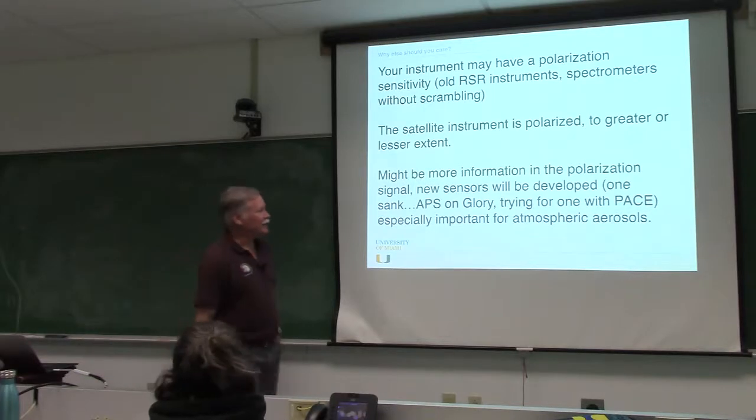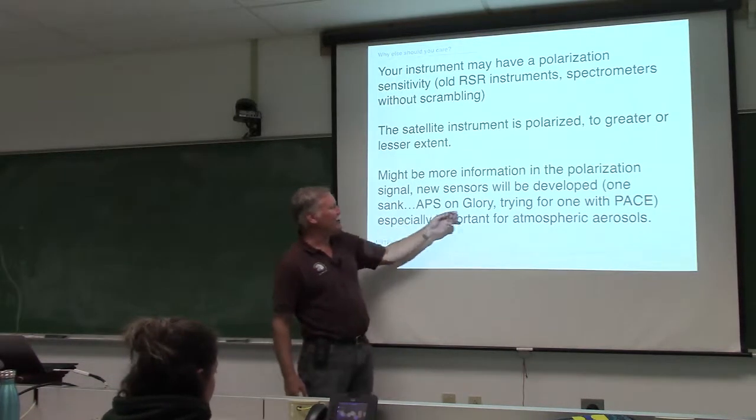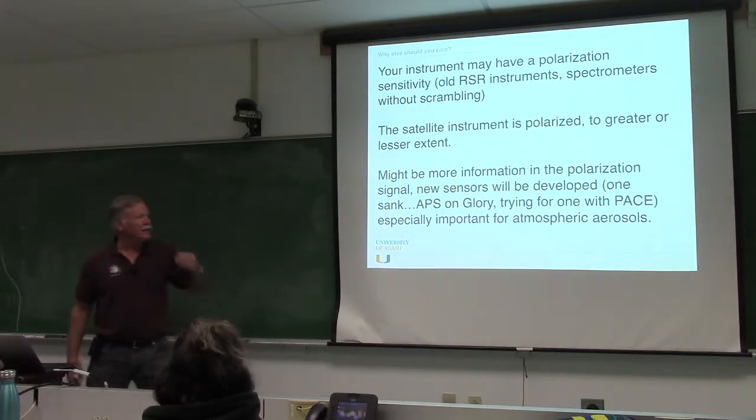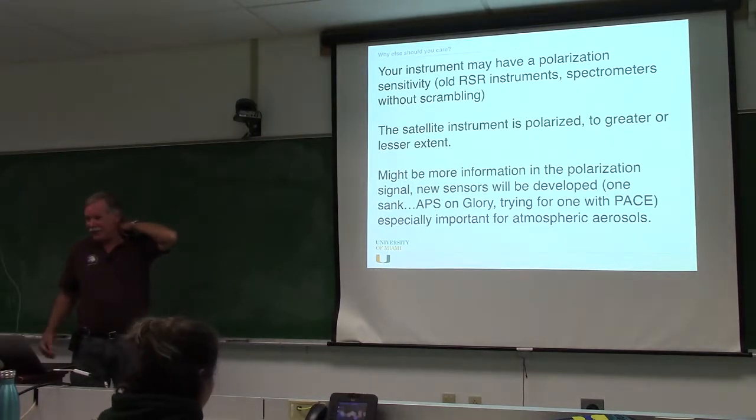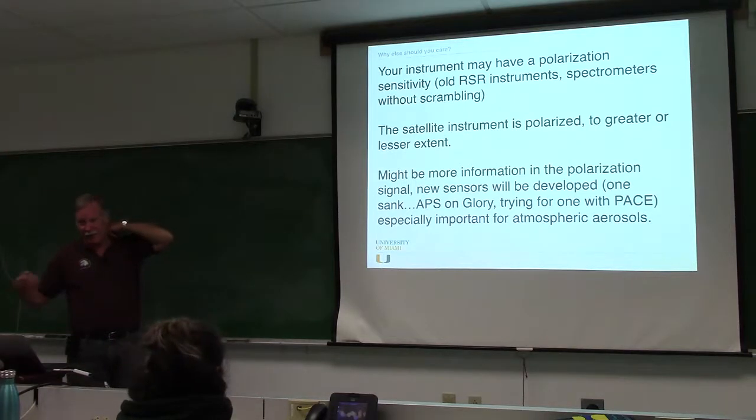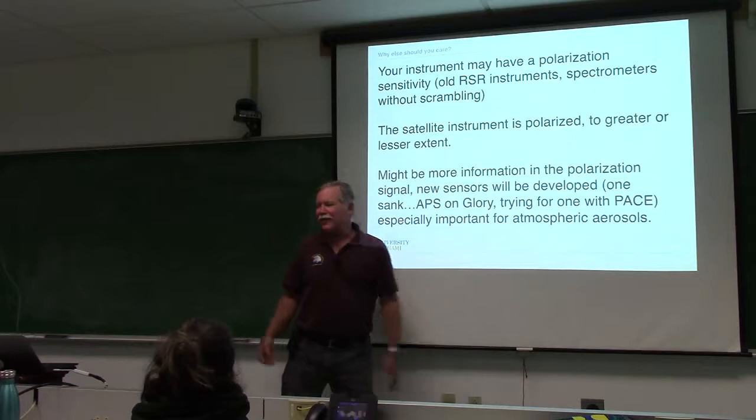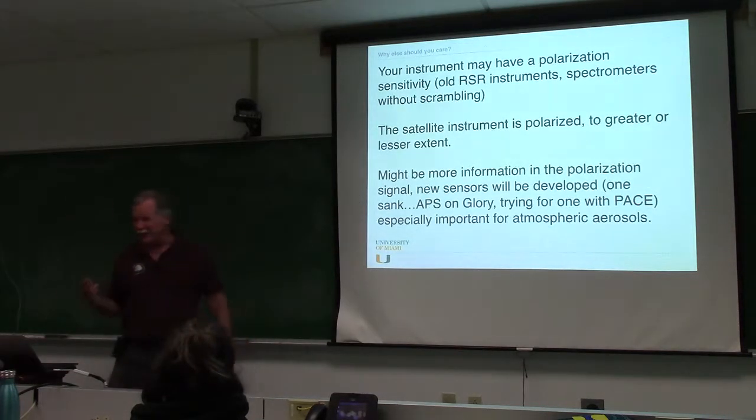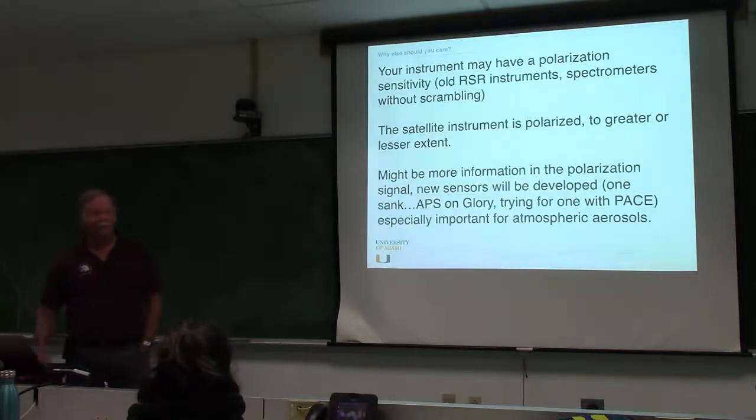This is an old slide, I'm sorry, I didn't notice. There was going to be a polarimeter on this instrument called Glory. Unfortunately, Glory decided not to sample remotely, but sample in situ, and crashed into the water and didn't launch properly. But the new sensors are being developed. There's 2 on PACE. It says trying for 1, but they're going to be 2. Yeah, so that's it.